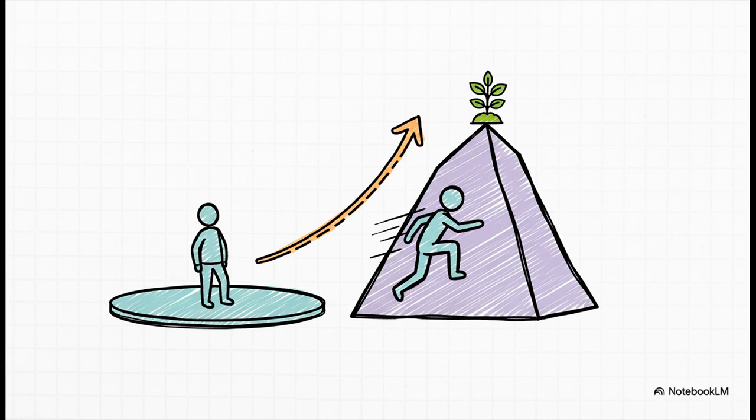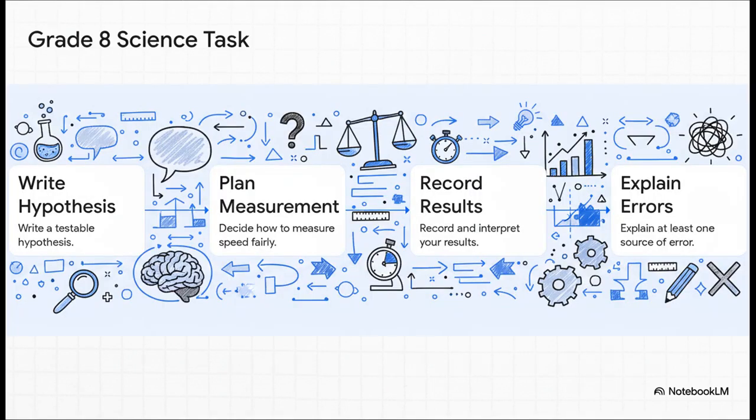That little bit of discomfort, that spot just beyond what a student can already do easily, that's the sweet spot. That's where growth happens. We call it productive struggle, and our job is to design tasks that live right in that zone. This science task is a perfect example.